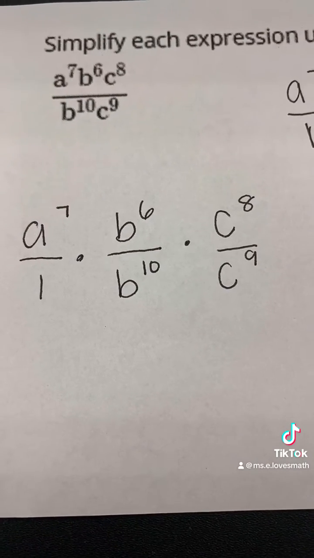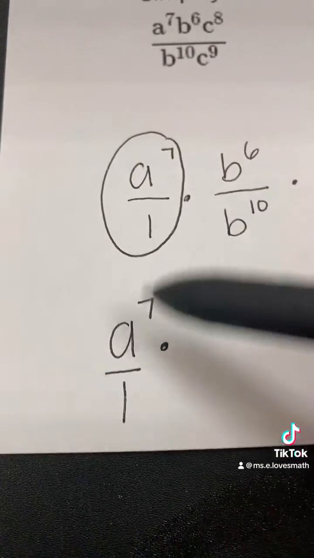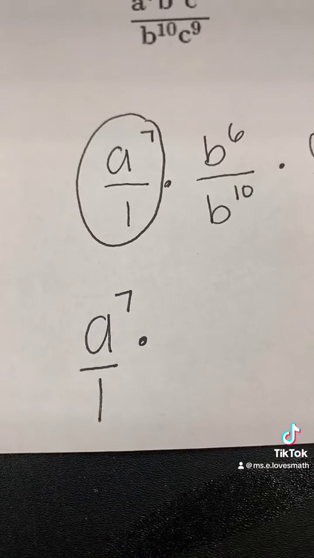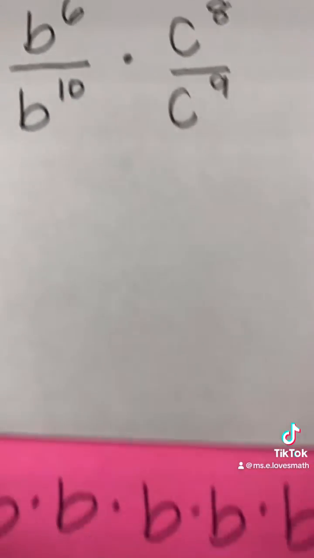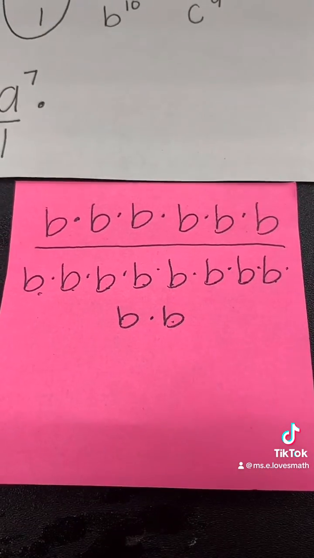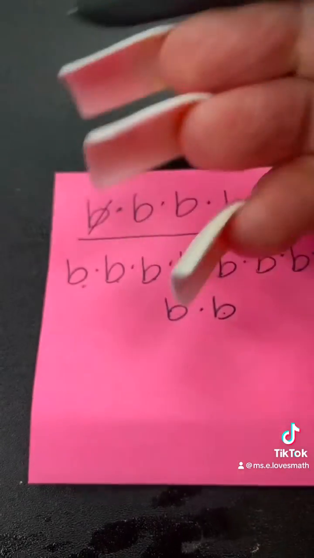All right, so let's get simplifying. Since we have nothing to combine, we will leave a to the 7th over 1 as is for now. B to the 6th over b to the 10th can be expanded out like this. We are now going to start canceling 1 for 1.